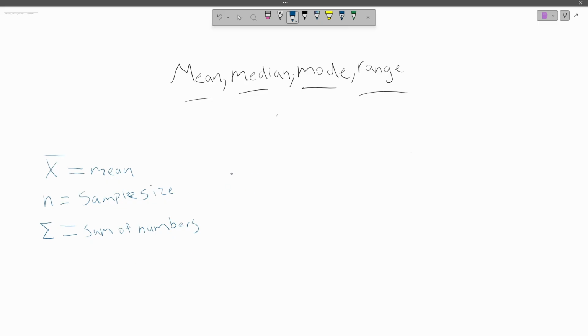So now let's actually draw this formula out, and I'll do this with you guys. It's going to be x bar, which is mean, is equal to sigma x, and that's it. X bar, which is mean, is equal to sigma x divided by n. So we know that x is our data, so you add up all of our data, and you divide that by our sample size. That is mean.